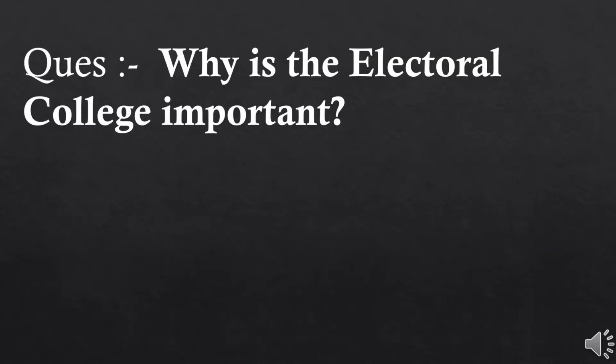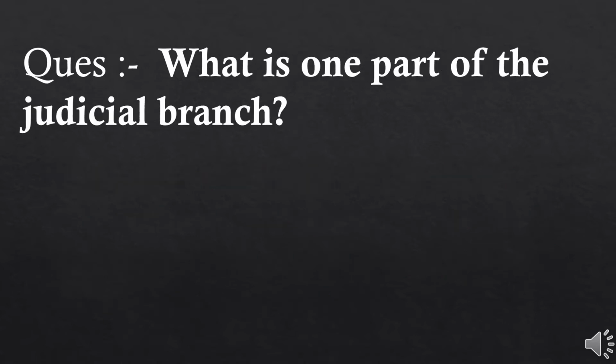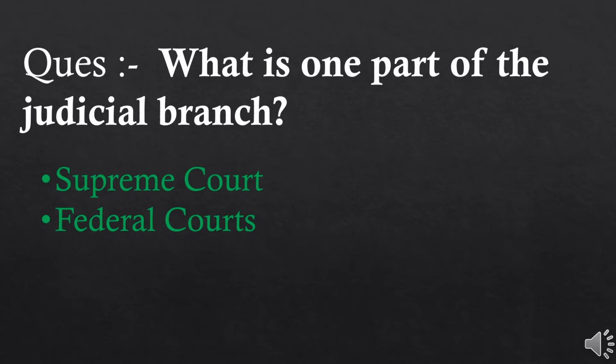Question 49. Why is the Electoral College important? It decides who is elected president. It provides a compromise between the popular election of the president and congressional selection. Question 50. What is one part of the judicial branch? Supreme Court. Federal courts.